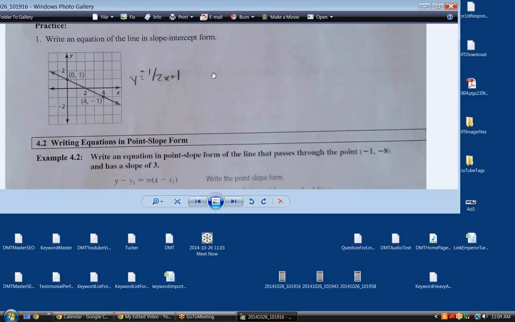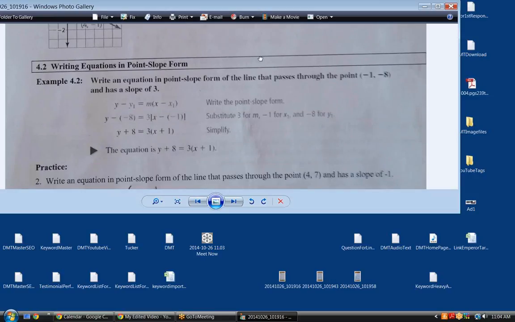In other words, starting with y equals mx plus b. Is that what you did? Yep. It started at 1, which was b, because of that. And then figured out the slope had to be down 1 over 2 in a negative direction. So, okay, that's good.